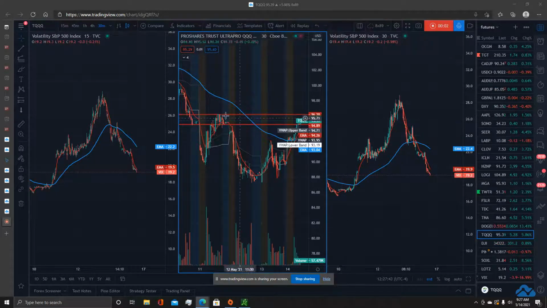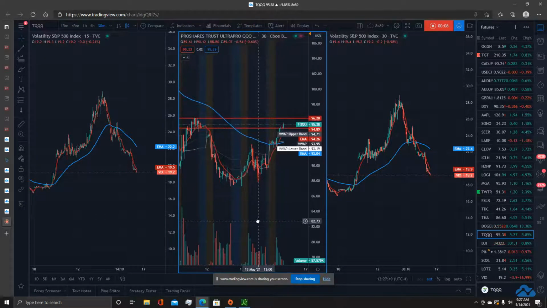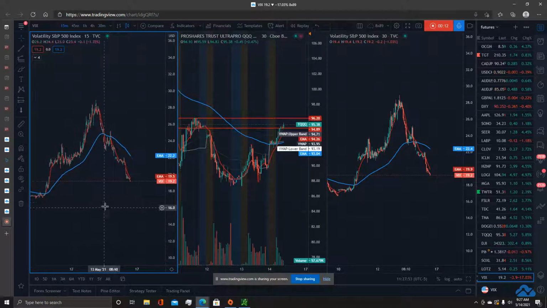All right, hey guys, I'm going to show you really quick how we line up multiple confluences on a trade, okay? We're not just looking for one pattern and one thing. We're looking for multiple confluences on different time frames to trigger a trade, okay?